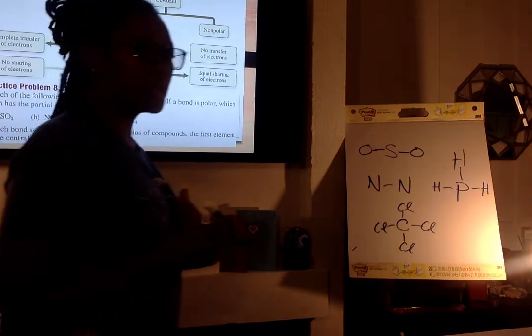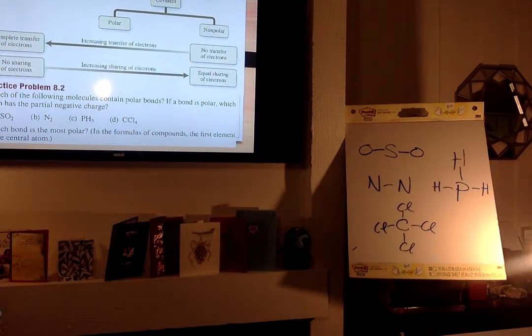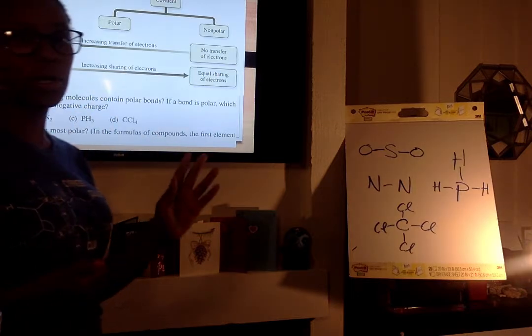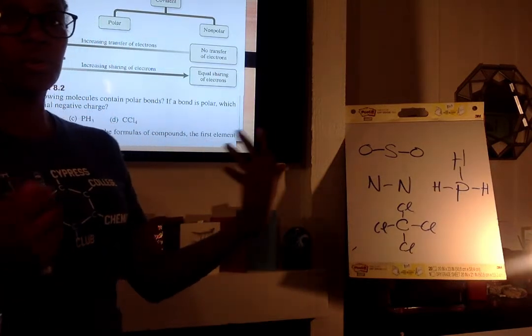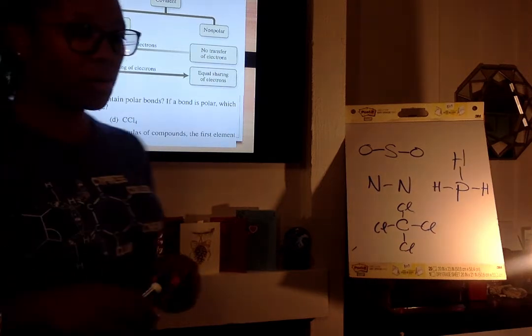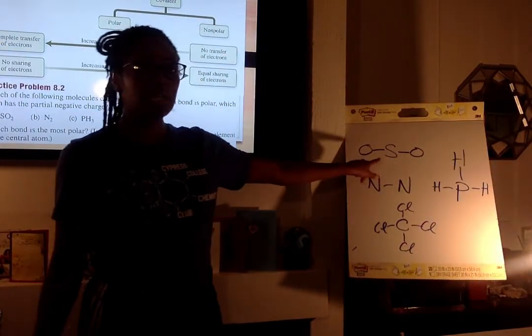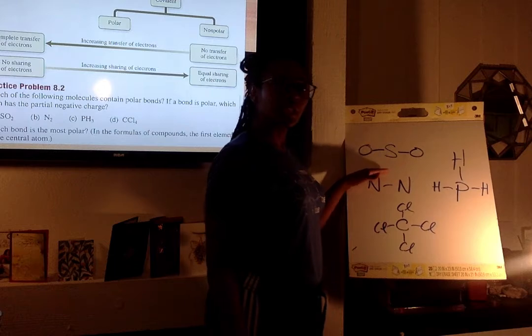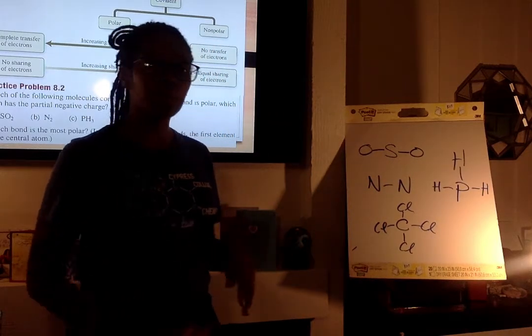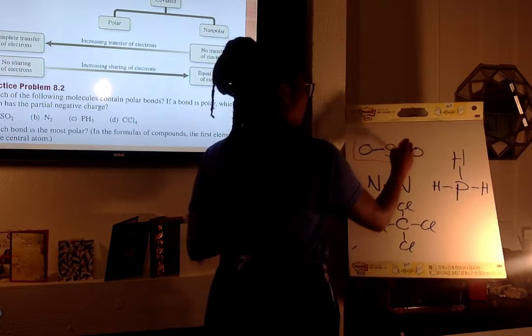So now, if we want to figure out which of the following molecules have polar bonds, and if they're polar, which atom of the compound has the partial negative charge, and which of the bonds is the most polar, meaning which one is going to have the most pull between the bonds? We just went over how to differentiate between bonds. Every time you're trying to figure out if something's polar or nonpolar, you're just going to be looking at one bond at a time.